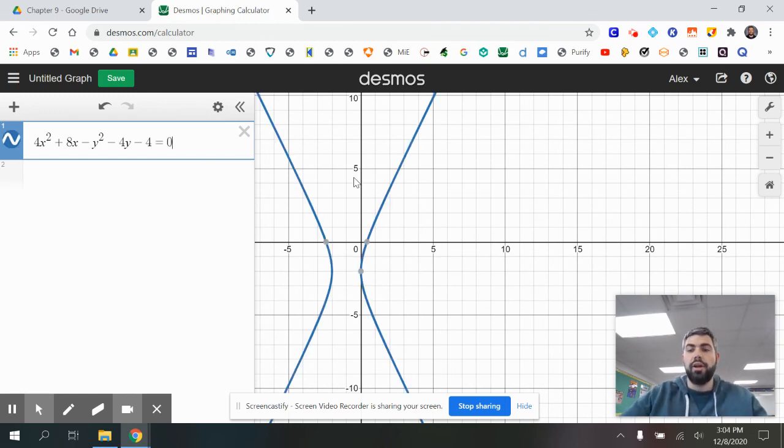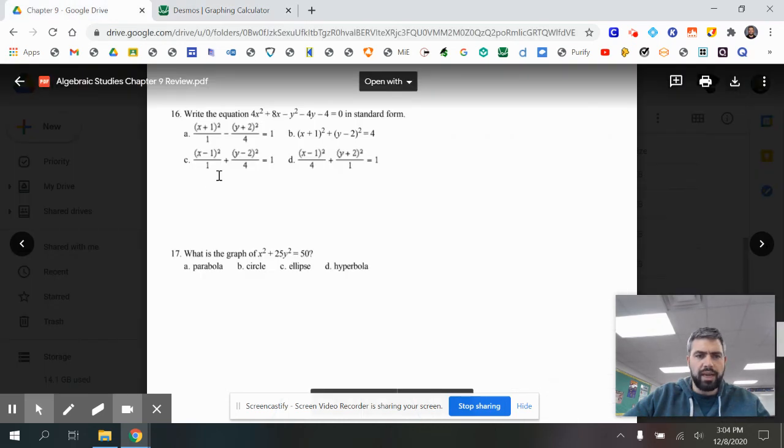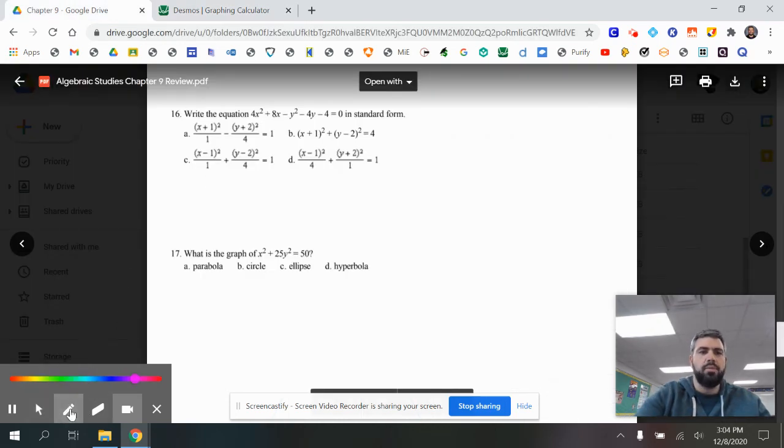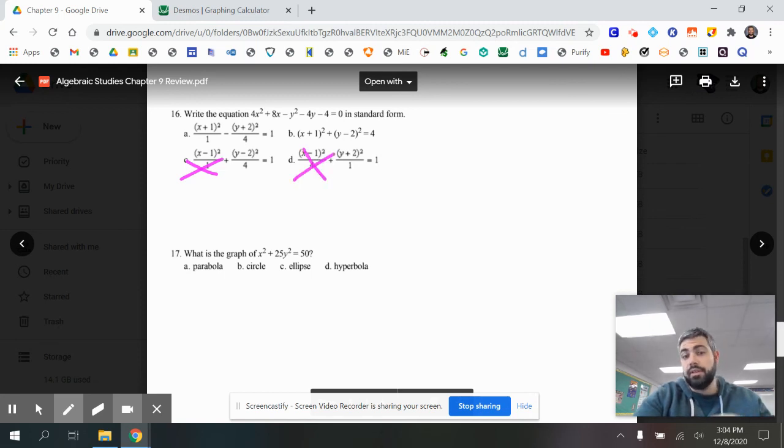Okay, so that's good to know, right? Because if we go back here, automatically, if it's a hyperbola, it gets rid of C because that's adding. We know that's an ellipse, and it gets rid of that one because it's an ellipse, and it actually gets rid of that one because it's an ellipse. So the only one that makes sense is A. Okay.